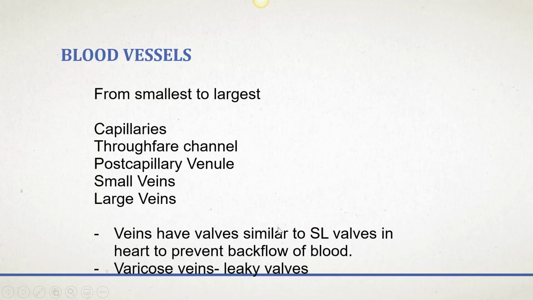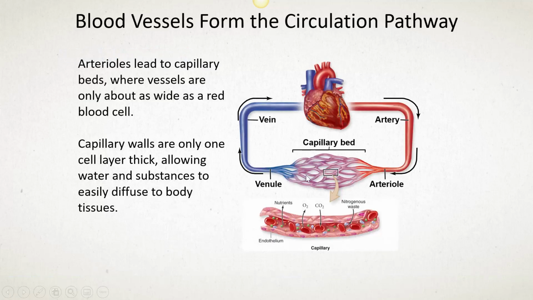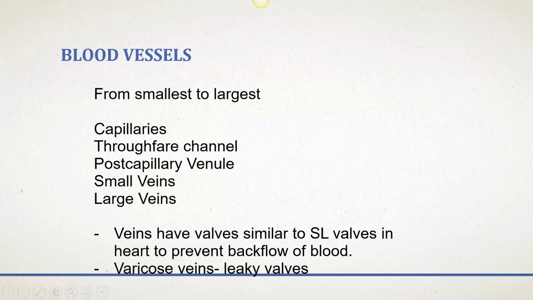And then if we go back up the other side of things, so we go through the capillary bed, now we're going up the other side. Capillaries go through a thoroughfare channel into the postcapillary venule, small veins, and then large veins. Veins also have valves that are similar to the SL valves in the heart to prevent the backflow of the blood.